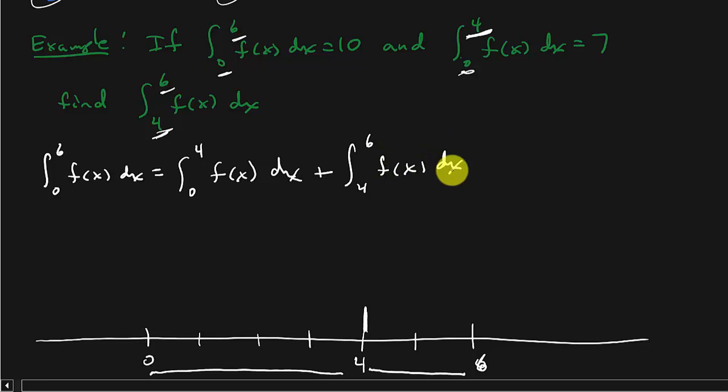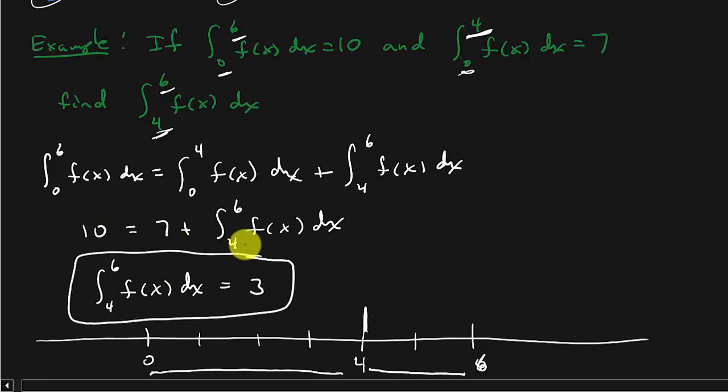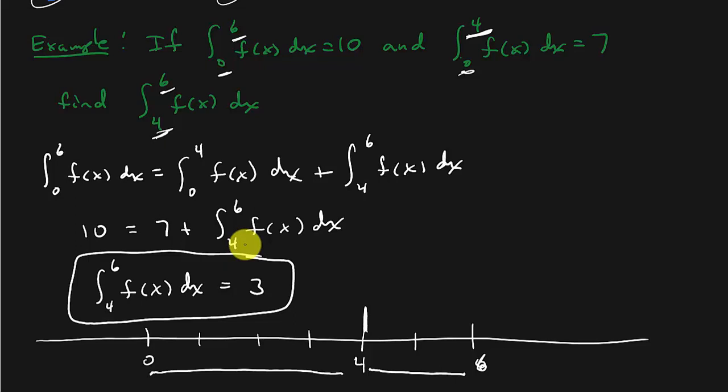And now let's just start plugging stuff in. So we know this is 10 equals what? 7 plus the integral 4 to 6 f of x dx. So that tells me that the integral f of x dx from 4 to 6 is equal to 10 minus 7, which is 3. And there's your answer. So I hope that all made sense. And hopefully you feel a lot smarter now. Okay? So that's the definite integral.